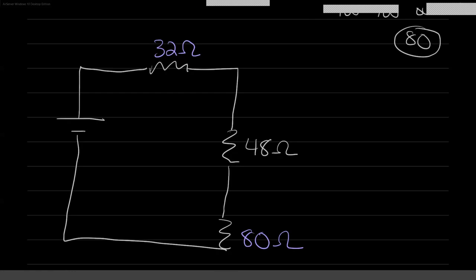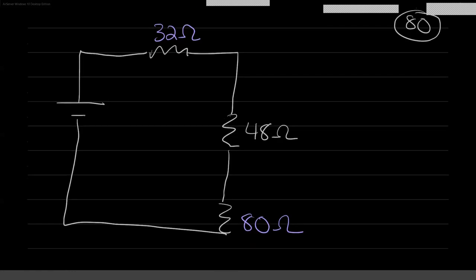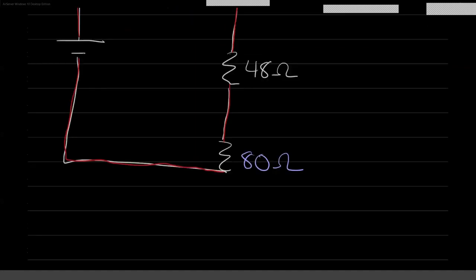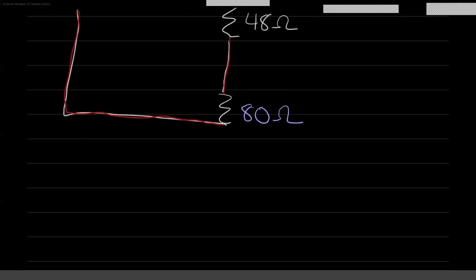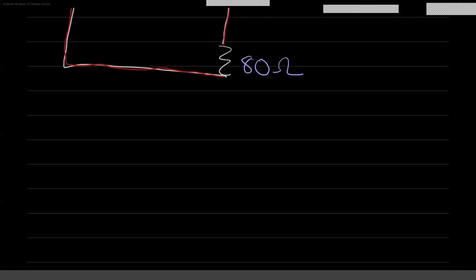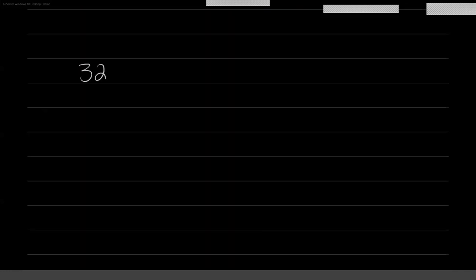Cool. So now if we watch the flow of current, it's all in series because it never splits, there's no junctions, and it just passes right through. So we have resistors in series. That means we can just add them together. So if we do that, we get 32 plus 48, so that's 80, plus 80 equals 160, right?